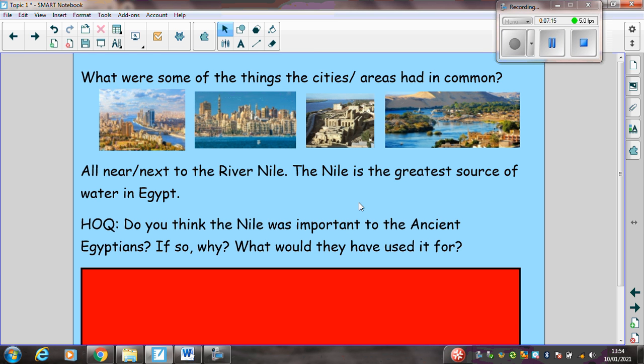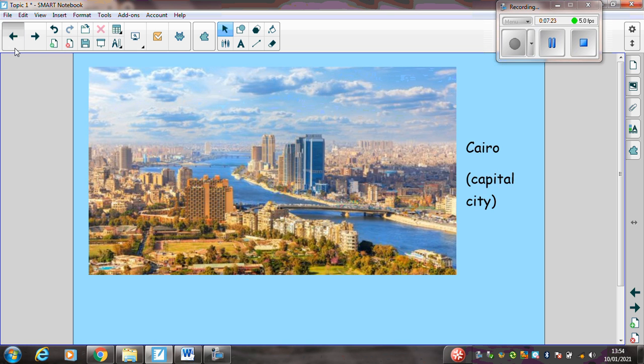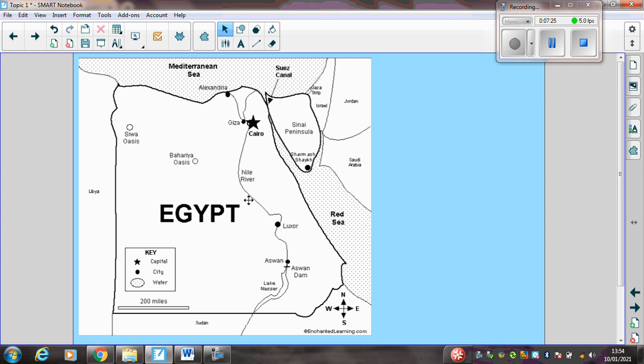The Nile is the greatest source of water within Egypt, and it's why a lot of the cities, if we go back to this map of Egypt very quickly, you see that a lot of the key cities are placed along the River Nile, and that's because they need the water. They either need it for farming, or they need it for transport. They need to use it for a lot of reasons, and that is why these areas along the Nile are a lot more populated than anywhere else in Egypt.